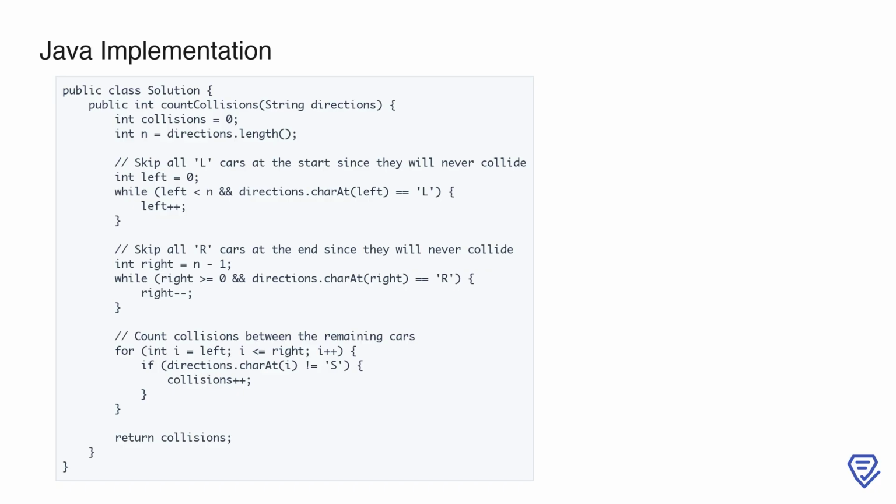This is the Java implementation of LeetCode problem number 2211, count collisions on a road. The logic mirrors the Python solution, which calculates the number of collisions by skipping L cars at the beginning and R cars at the end, as they cannot collide. The remaining cars in the range are checked, and each R or L car contributes to a collision. The implementation uses Java-specific constructs like char for string manipulation and follows Java conventions for loops and type declarations.